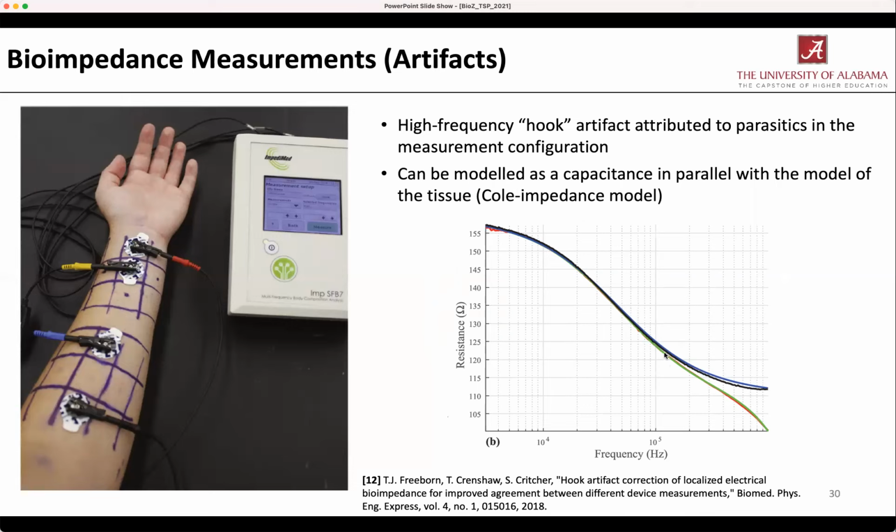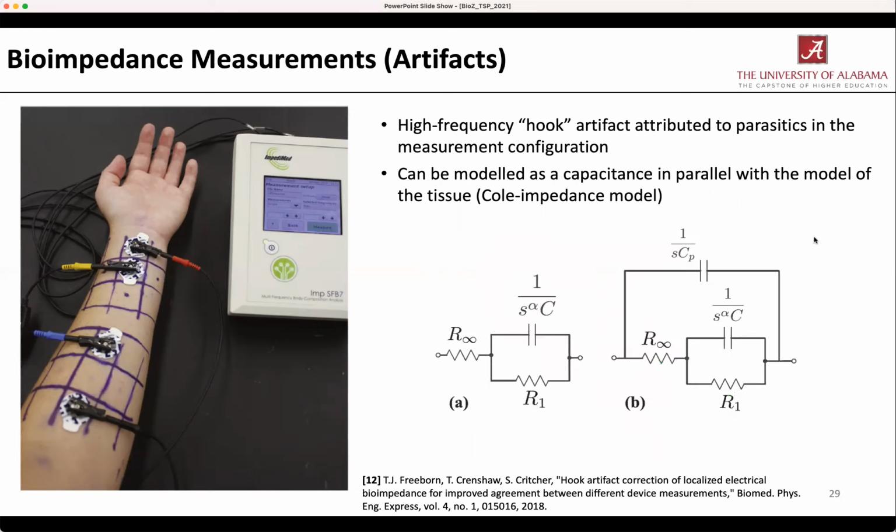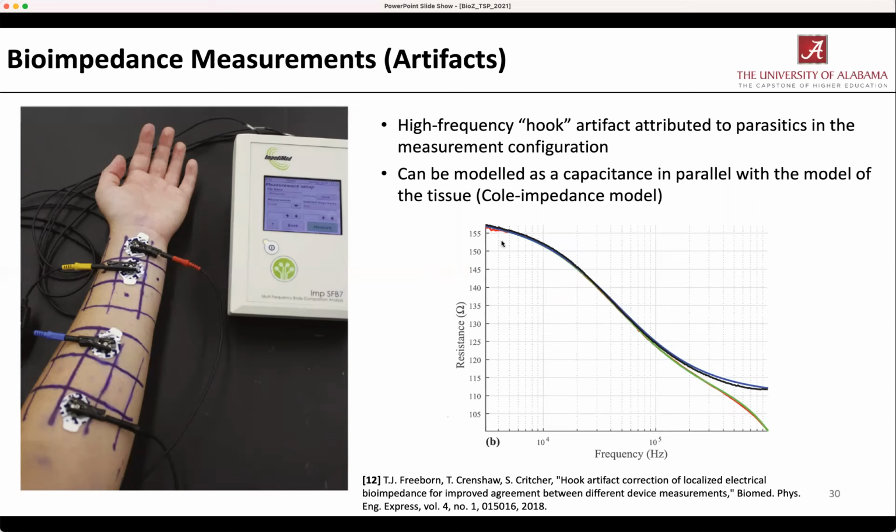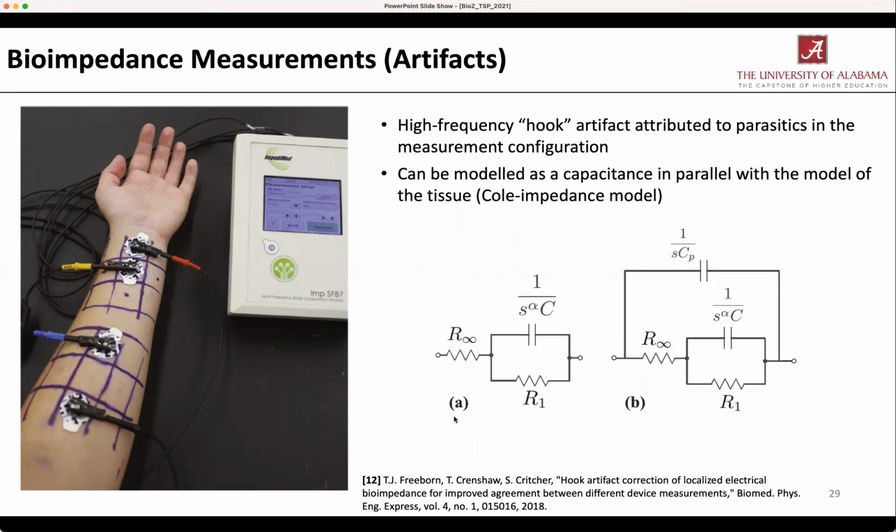So the red line here is the resistance that was collected by the Keysight analyzer. The green line is the model values that best fit, using another optimization procedure that best fit this model. So determining all of them and the CP value. And then we remove the CP and do a simulation of the Cole model without that parallel capacitance, and that's the blue line. And we show that it shows very good agreement with the actual tissue values using the SFB7 as the reference standard, because it didn't have that hook artifact.